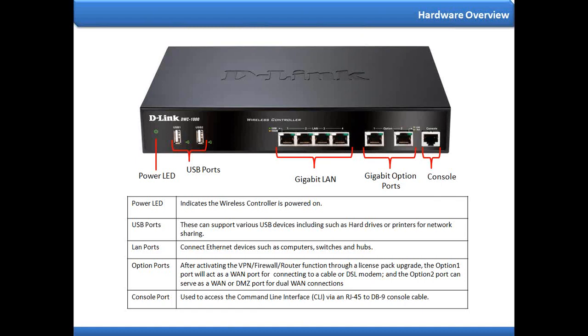Taking a look at the hardware, as I just discussed, the DWC1000 is a fairly small unit. It does come with rack mount ears in order to mount it in a rack. And it allows for up to 4 connections into the network, 2 gigabit option ports, which can be used as a WAN port, and your console port as well.